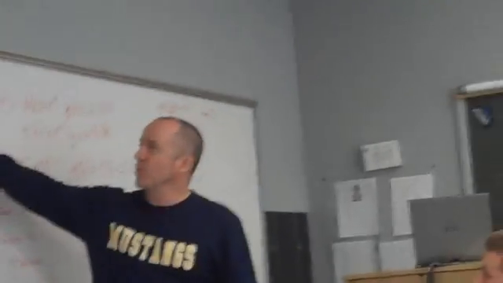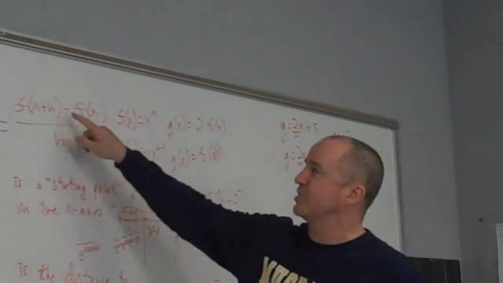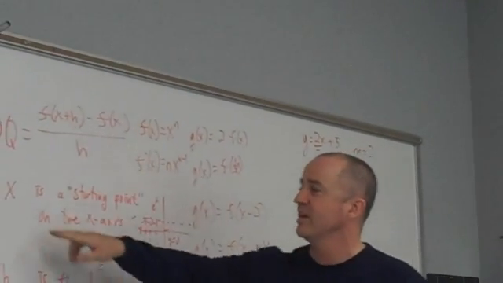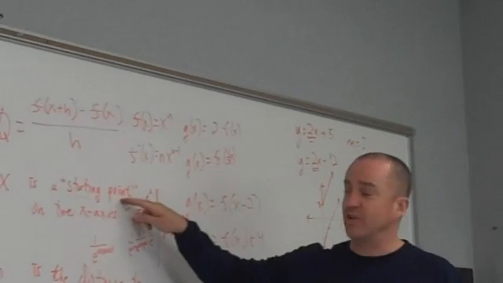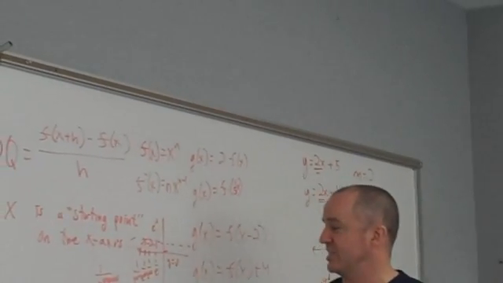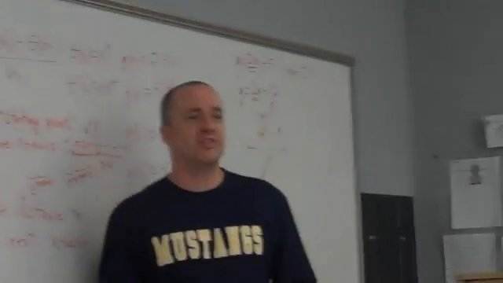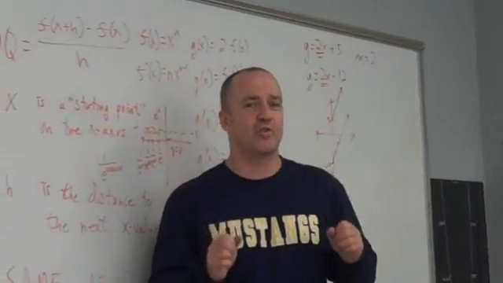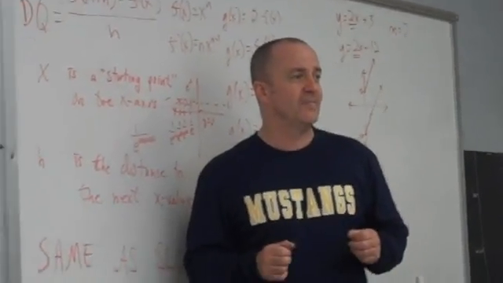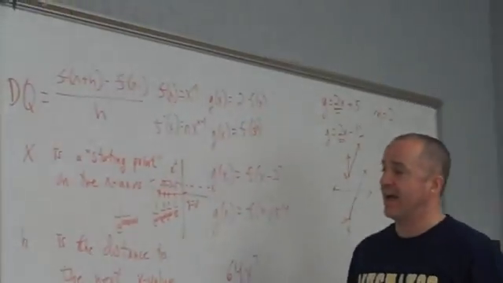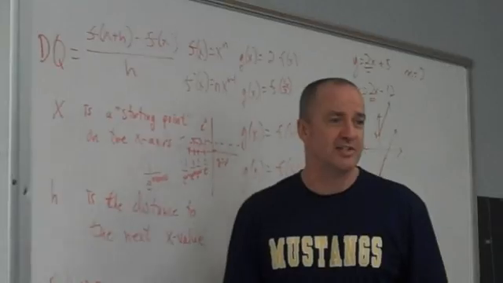Chris, follow me this way. Okay. That's this formula that had the Dairy Queen, the difference quotient, equals f of x plus h minus f of x over h, where x is a starting point on the x-axis, and h is the distance to the next x value. It's the same as finding the slope between 2 points, and finding the slope between 2 points on a function is the same as finding the average rate of change. Remember that? So there's a couple of problems where you're asked to find the average rate of change, and it's the same as finding the slope between those 2 points.